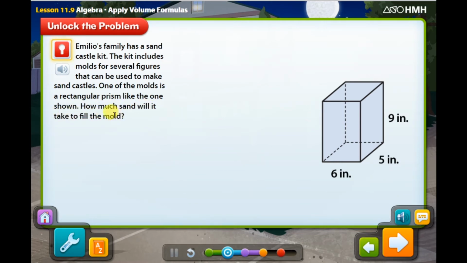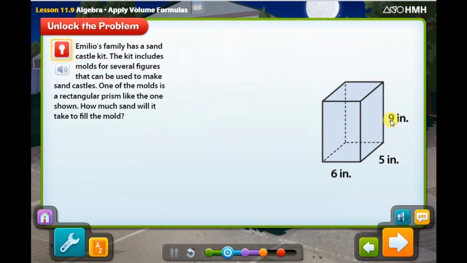They want to know the capacity, or the volume, of this mold, or of this rectangular prism. Okay, what is the area of the base here? The dimensions of the base are 6 and 5. And what is the height of this mold? It's 9 inches. So let's write the formula here.